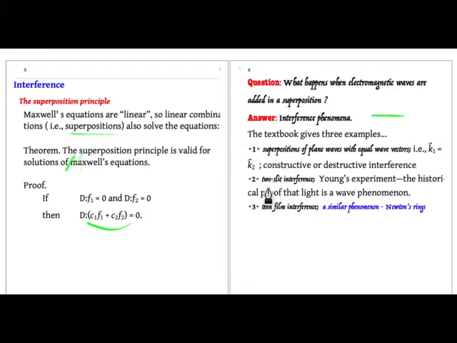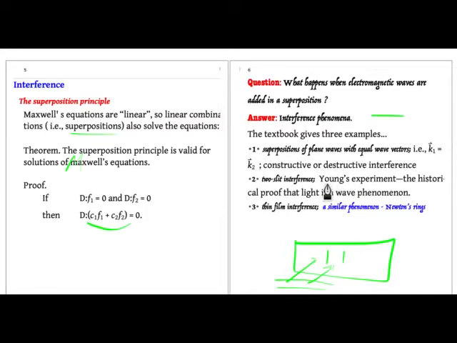Second example is two-slit interference. This is electromagnetic waves, let's say light waves, passing through two thin slits in an opaque material like a metal foil. So you have two slits in a metal foil, and you have waves hitting these two slits, but coherent waves. So waves in which the distance between the slits is small.